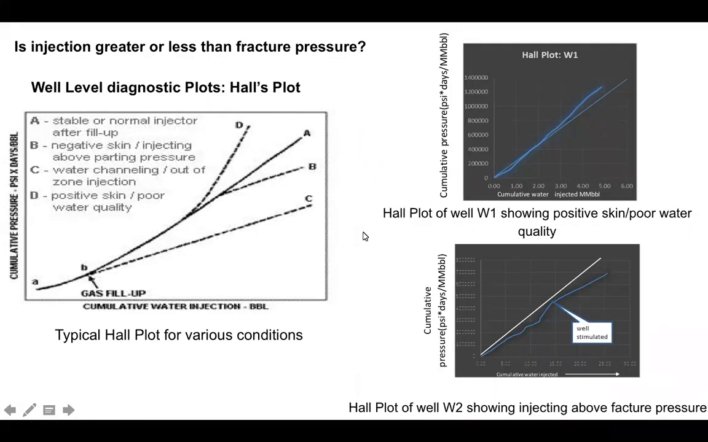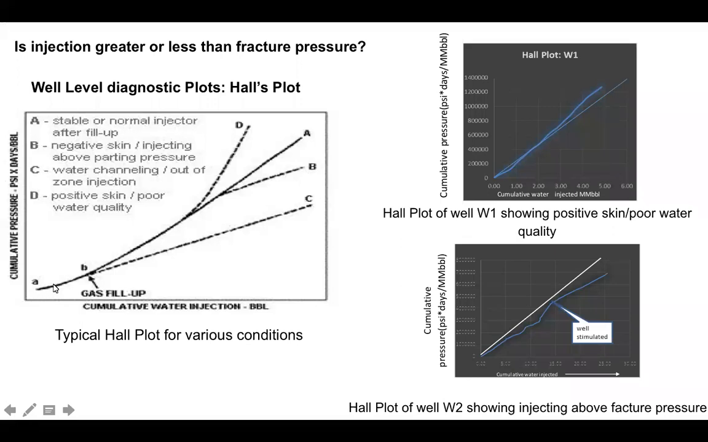So we had seen a well-level plot for a producer. Now it is a well-level plot for an injector, which is a Hall's plot. Hall's plot is when we are plotting the cumulative pressure on the y-axis and the cumulative water injected on the x-axis.